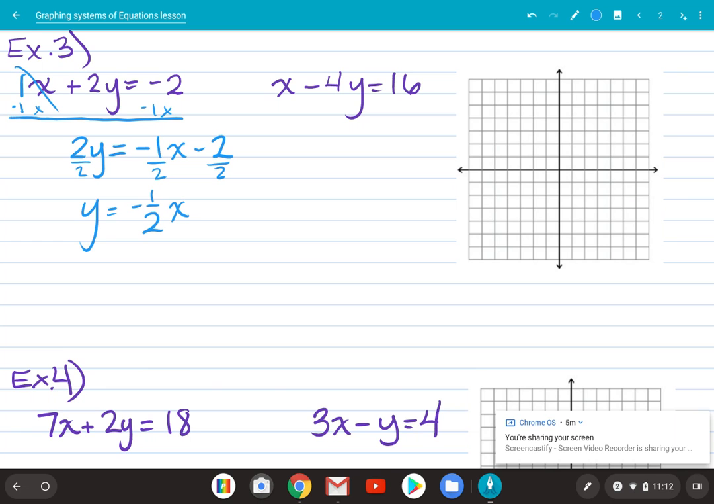And I don't want to reduce -1/2 to 0.5. Graphing is the one time when you really, really like fractions. Makes it a lot easier. And then 2 divided by 2 is just 1. I'm going to graph that. So I'm going to start at -1, go down 1 over 2, down 1 over 2, down 1 over 2. And if you notice, I'm going in the other direction just very lightly so I know I can have a straight line.